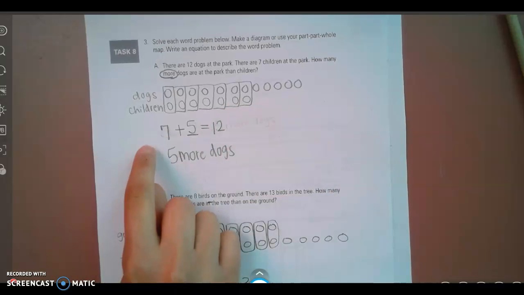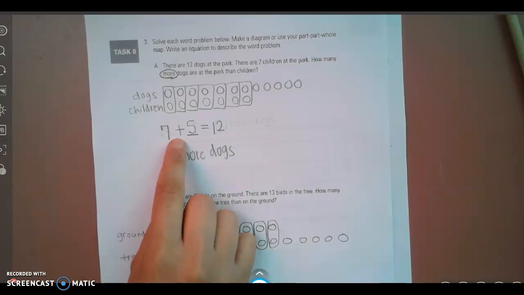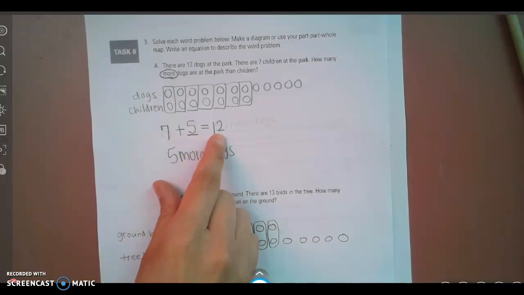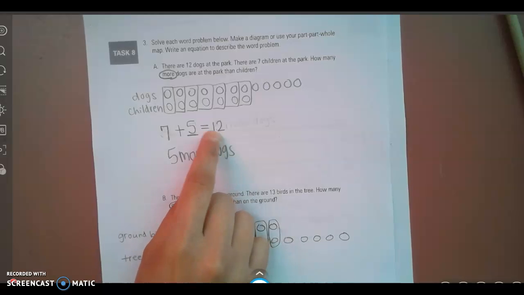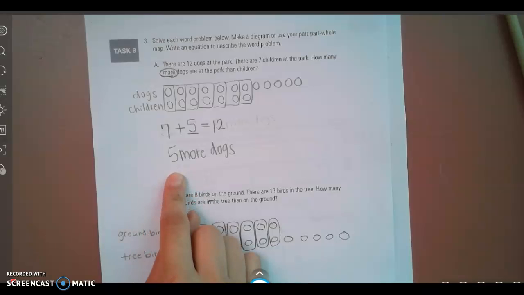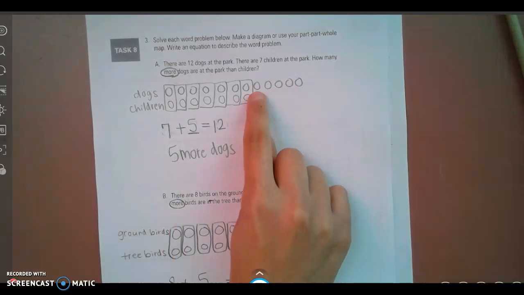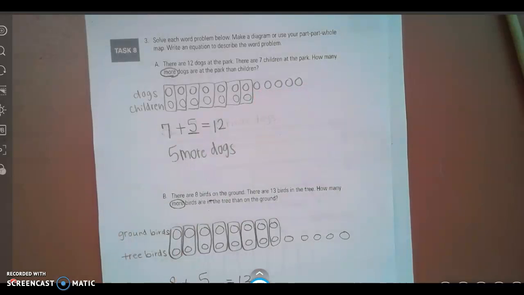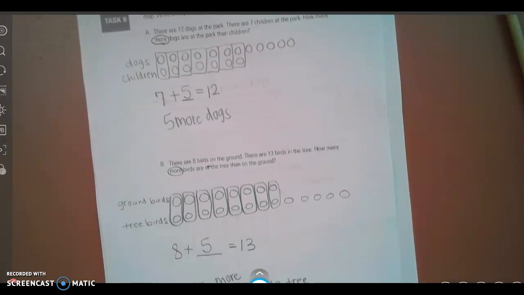And here's the equation that I came up with. Originally I had 7 plus, so 7 comes from the number of children, plus a blank equals 12, because there were 12 dogs. And so I found out there are 5 more dogs than there were children. And I know that from these circles out here: 1, 2, 3, 4, 5. So that's how I solved letter A.